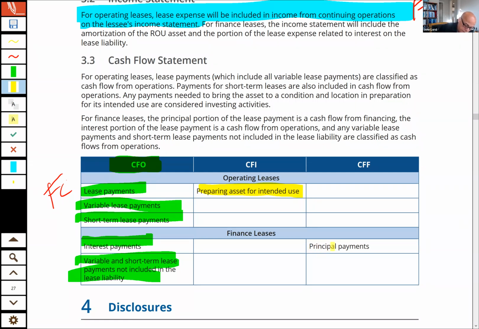And if it's a finance lease, the principal payments are going to be part of our financing activities. I is investing, F here is financing. So if it's preparing the asset for use, that's cash flow from investing. Principal payments are going to be financing.